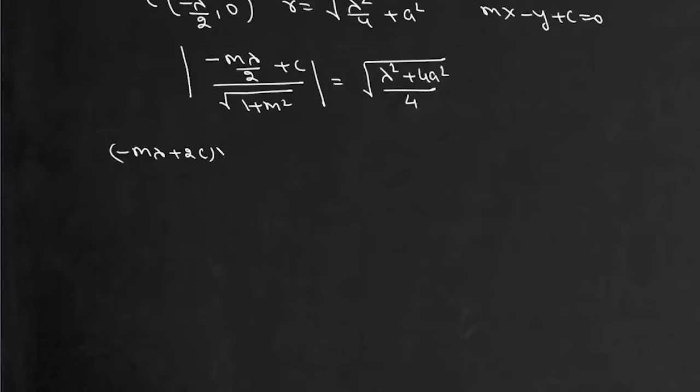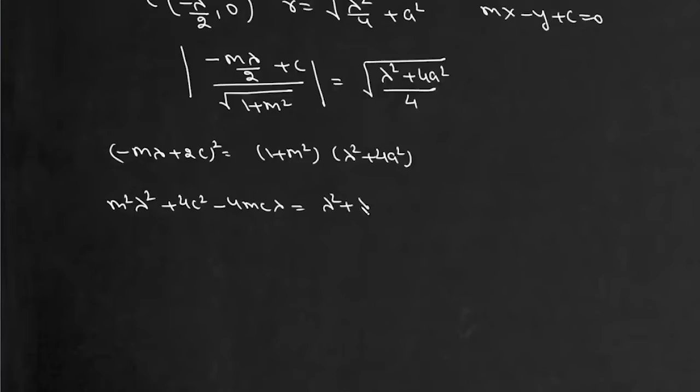Now this 2 and 2 will cancel and it will be this 1 plus m square into lambda square plus 4a square. Now we can write this as m square lambda square plus 4c square minus 4mc lambda, and that will be equal to lambda square plus lambda square m square plus 4a square into 1 plus m square. Now here m square lambda square will cancel.